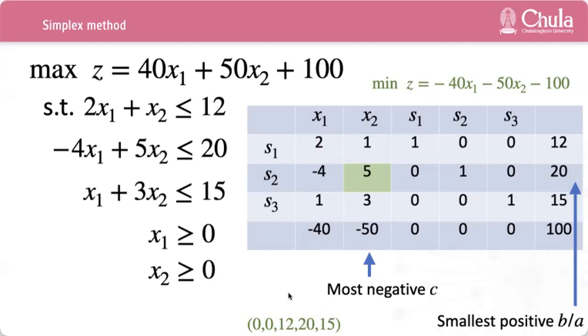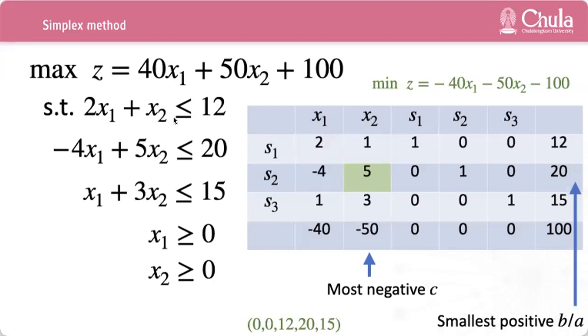Sir, excuse me, sir. Yes. Sir, how did these values come? S1, S2, and S3, and the 1 0 0, 0 1 0, 0 0 1. How did these values come?